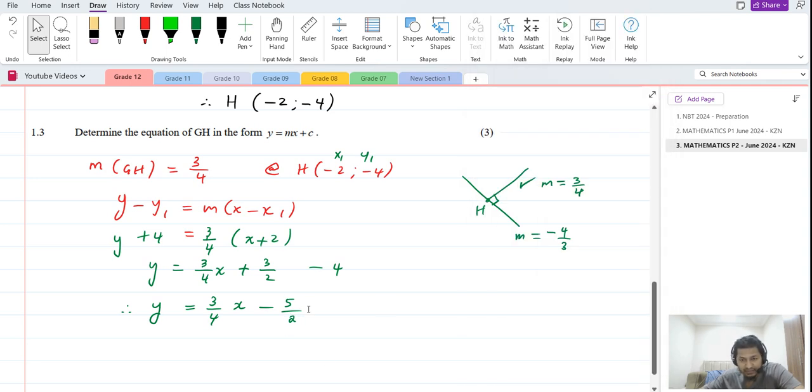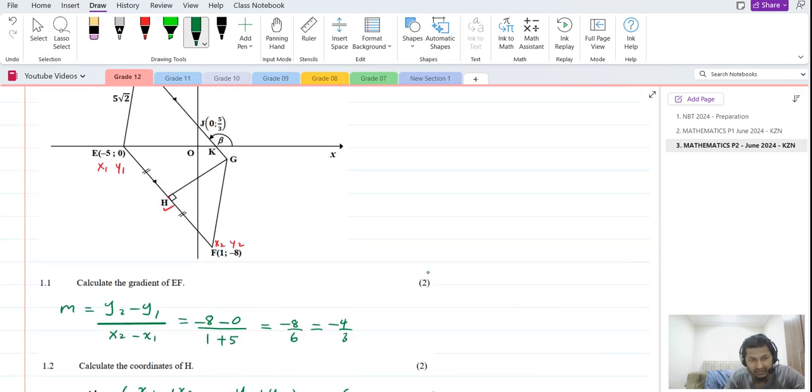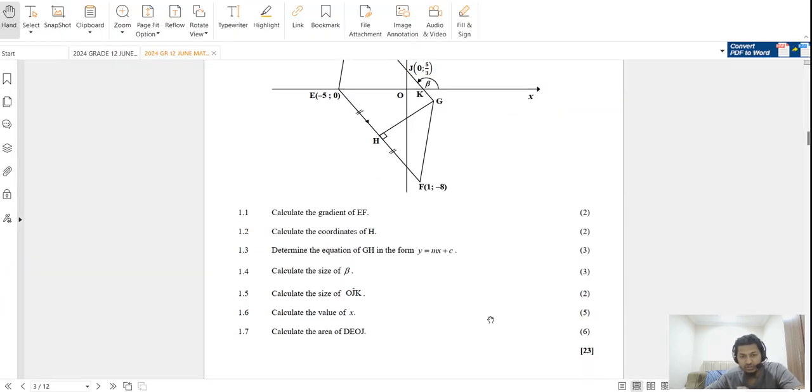So now remember, the -5/2 is the y-intercept, so we can put -5/2 here if you like. We don't have to, because we don't want to make this diagram too messy by putting too much information on it. Next one is calculate the size of beta.